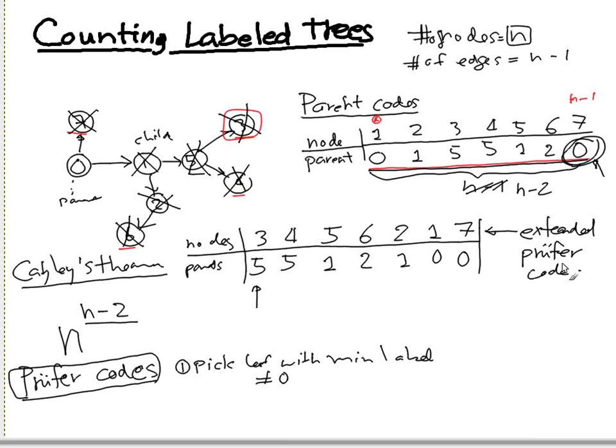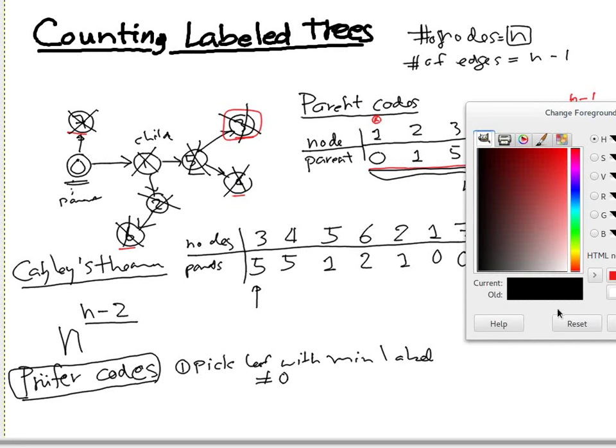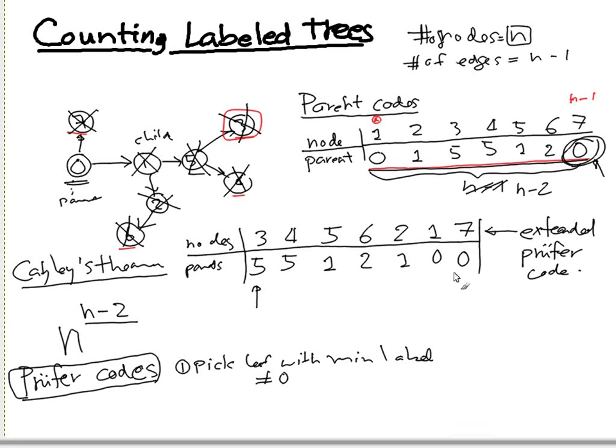A few observations before we prove something. Since we're not going to delete 0, the last parent that will be available is going to be 0. So in this table, the last parent is going to be zero. Okay, so if you look at the list of parents that's not the last one, you have n minus two numbers. So the Prüfer code will be just these n minus two numbers.